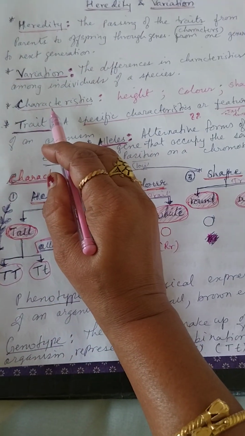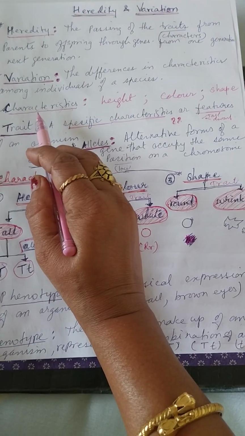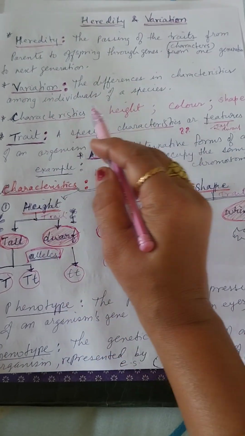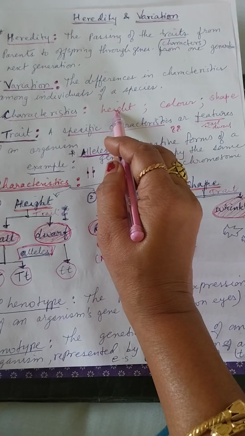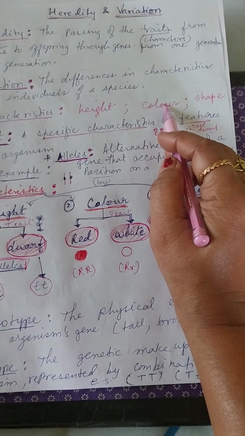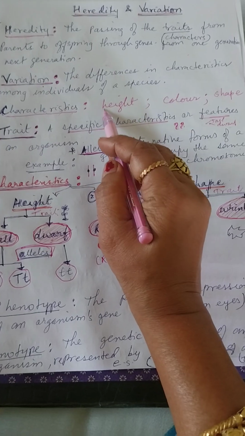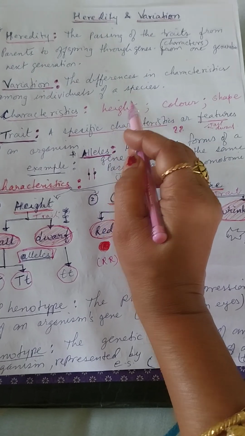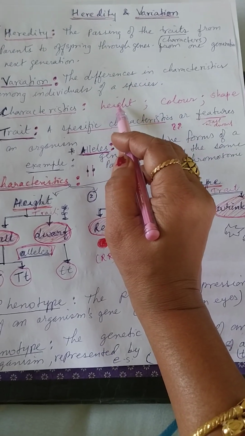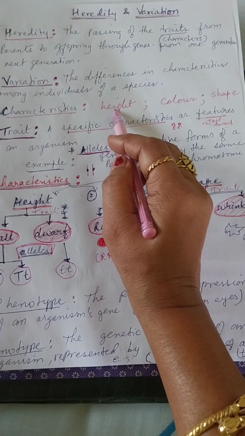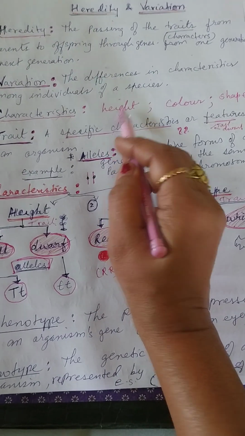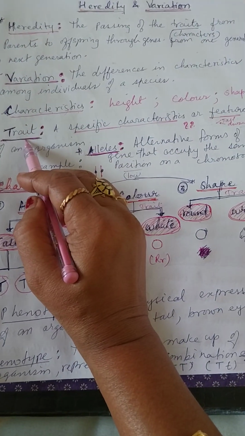Now, the next term is characteristics. Let us understand this with the help of an example. Characteristics can be height, characteristics can be color, characteristics can be shape. That means height is the character. Next can be that he is tall or dwarf. So, the next term to understand is traits.